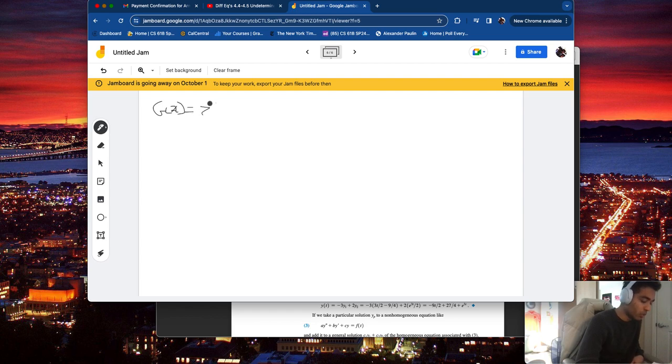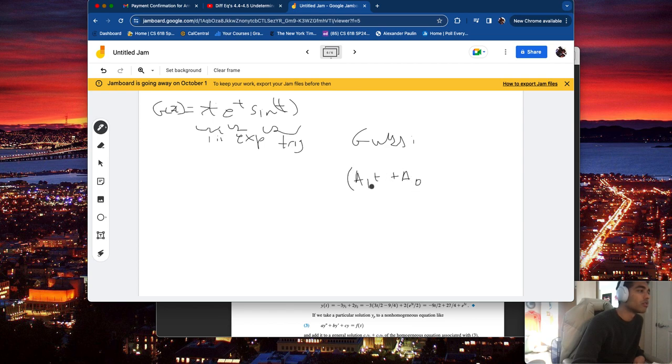g of x equal to 7t e^t sin t. So in this case we have all three things, right? We have a linear component, we have an exponential, and then we have a trig. So now our guess is going to be: first we'll include the linear component, which will be a1 t + a0, and it's multiplied by the exponential.